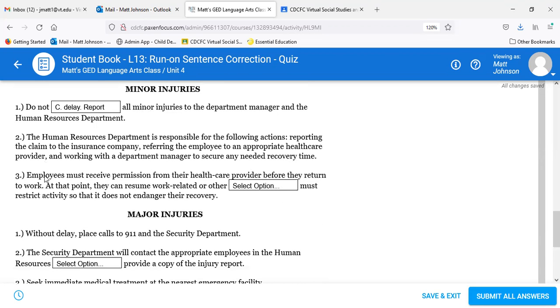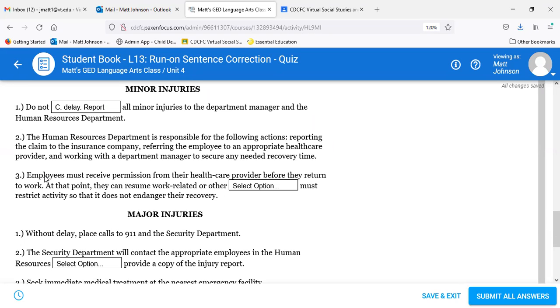The human resources department is responsible for the following actions. Oh, I mentioned a colon yesterday, how it's supposed to separate off things in a list. Here's an example of that. So the human resources department is responsible for the following actions, colon, reporting the claim to the insurance company, referring the employee to an appropriate healthcare provider, and working with the department manager to secure any needed recovery time. So you'll see those colons when you have a longer list of items to separate out the idea.